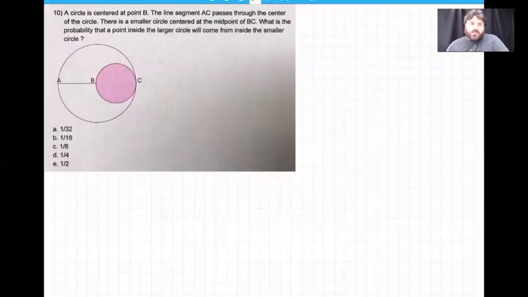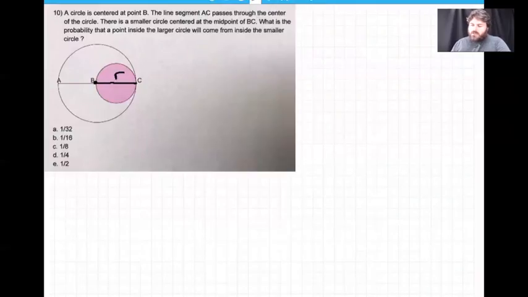All right, so this is a probability question. We need to know the total probability of the entire shape, and then know the smaller probability, and then sort of reason through what that's going to look like. There's a lot of stuff going on here. It looks like the circle is centered at point B, so that's the center, which tells me that the radius is from B to C. So that's the radius of the big circle.